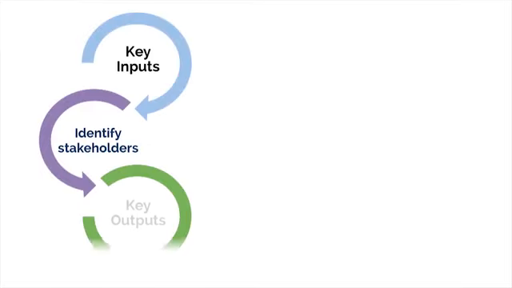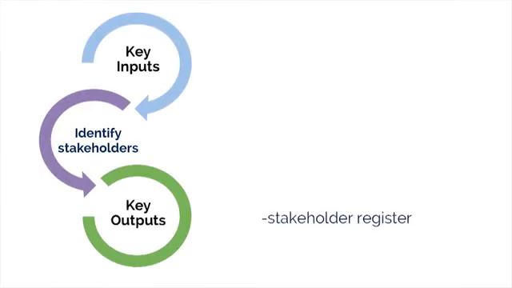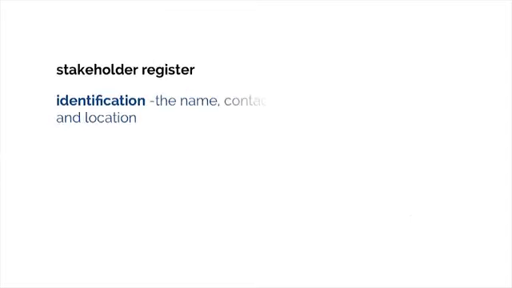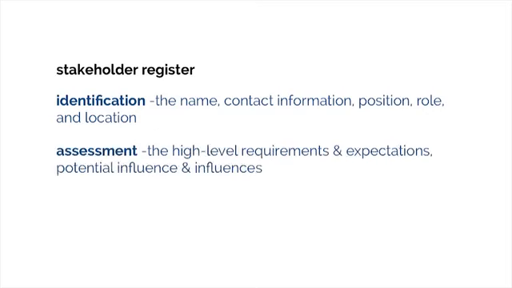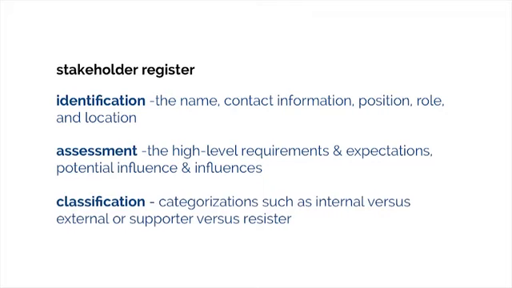Our desired output for this process is the Stakeholder Register, which contains all of the relevant details about people and organizations impacted by the project, such as information regarding identification: the name, contact information, position, role, and location; assessment: the high-level requirements and expectations, potential influence and influences; and classification. Categorization, such as internal versus external or supporter versus resistor.